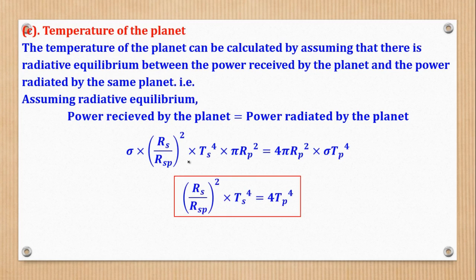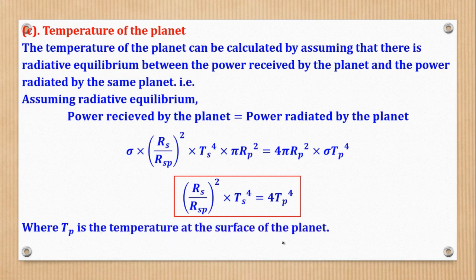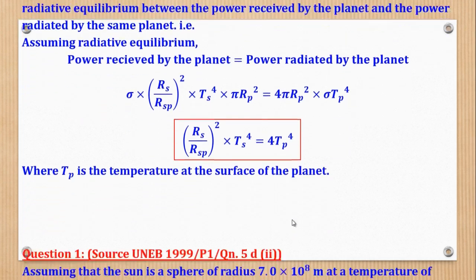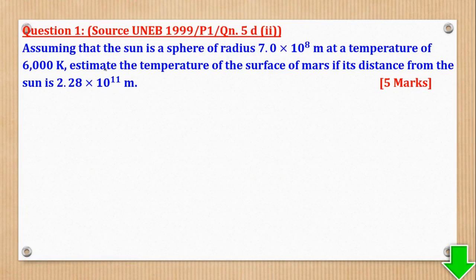So when I try to simplify, this will cancel with that. Pi will cancel with this pi. Then Rp squared cancels with this Rp squared. Then I'm going to remain with this one, which is here, then this one, which is here, and this 4, which is there, and this Tp to the power 4, which is there. So Tp will be the temperature of the planet which they want. When I make it the subject, I'll be able to get the temperature of the planet. So with that, we shall go through these questions.